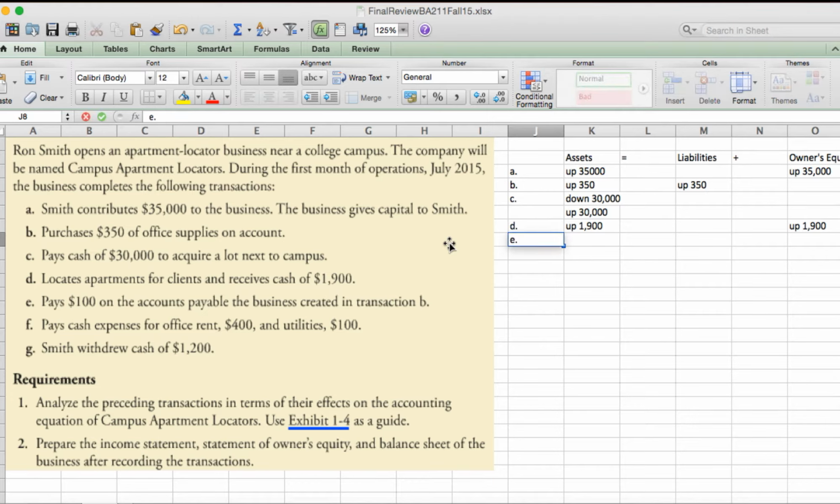Pays $100 on the accounts payable the business created in transaction B. So this right here needs to go down by $100 to pay off part of that liability, and we did that with cash, so that goes down by $100 as well.